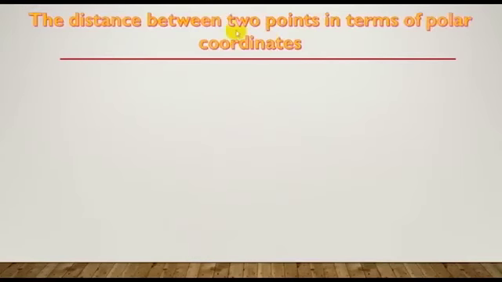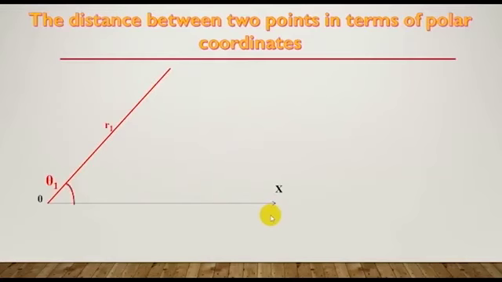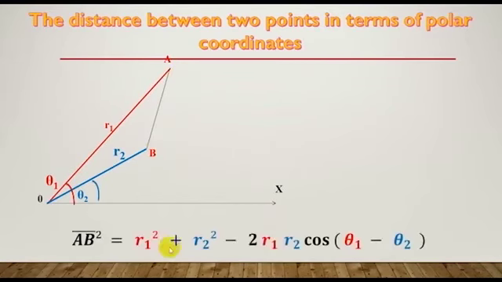Now the distance between 2 points in polar form. We have r1 with theta 1, and we have r2 with theta 2, and we need to get the distance between A and B. It will be with the law of cosines, which says that this distance squared will be r1 squared plus r2 squared minus 2 r1 r2 cosine of theta 1 minus theta 2.